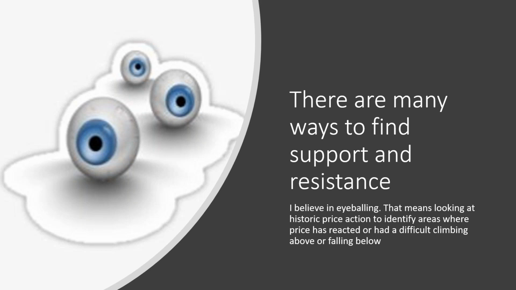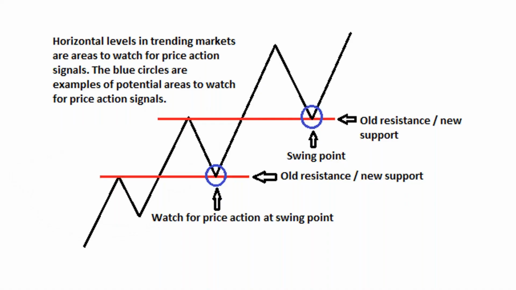Now, there are lots of ways out there that we can find these price levels or support levels. I only believe in one way, and that's called eyeballing. That's going back and looking at your charts and going back historically to see what price has been strategic as prices moved up and down through that area. That means looking at historic price action to identify areas where price has reacted and had a difficult time climbing through above or below. Now, let's not make this overly complicated. Let's take a look at one of my charts.